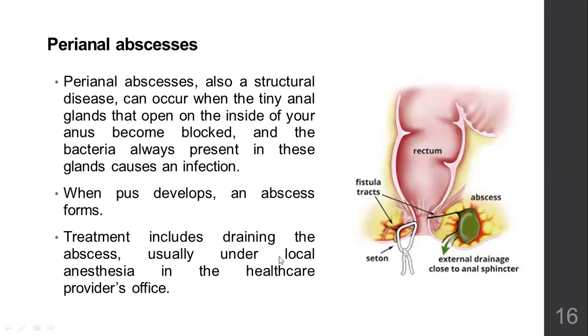You will have to visit your doctor, and they will use a syringe to drain, empty the abscess, and take away the entire pus. Usually it is done under local anesthesia. Local anesthesia will be put on the area where the abscess is, and using a syringe, the pus will be drained out.